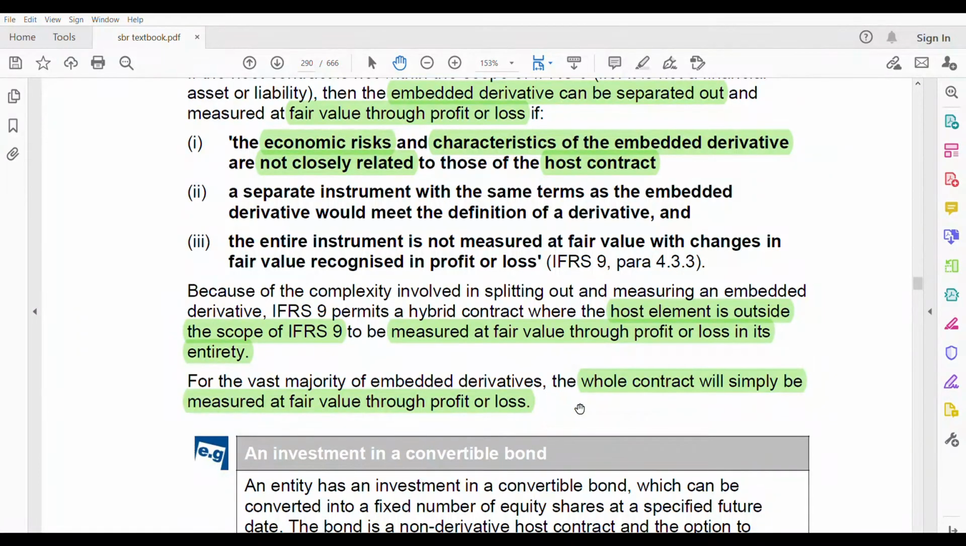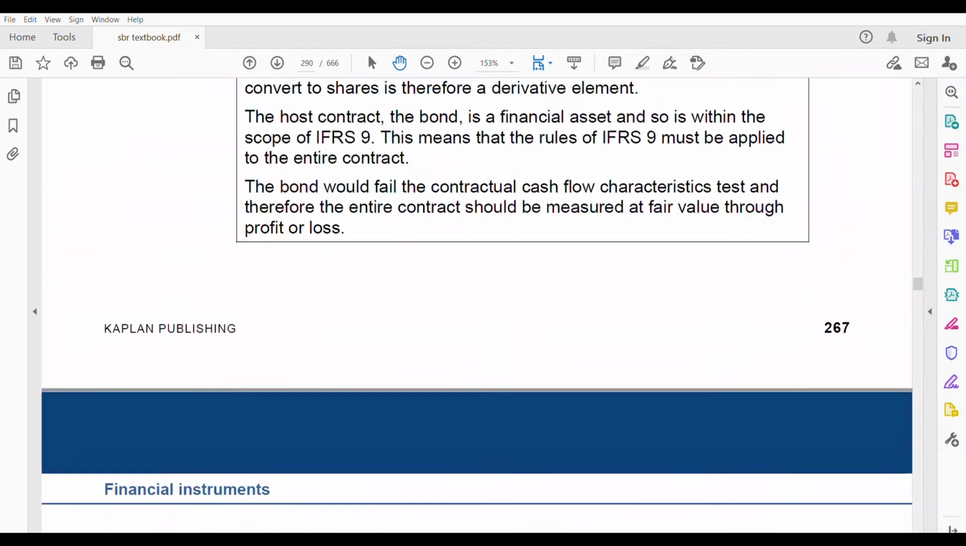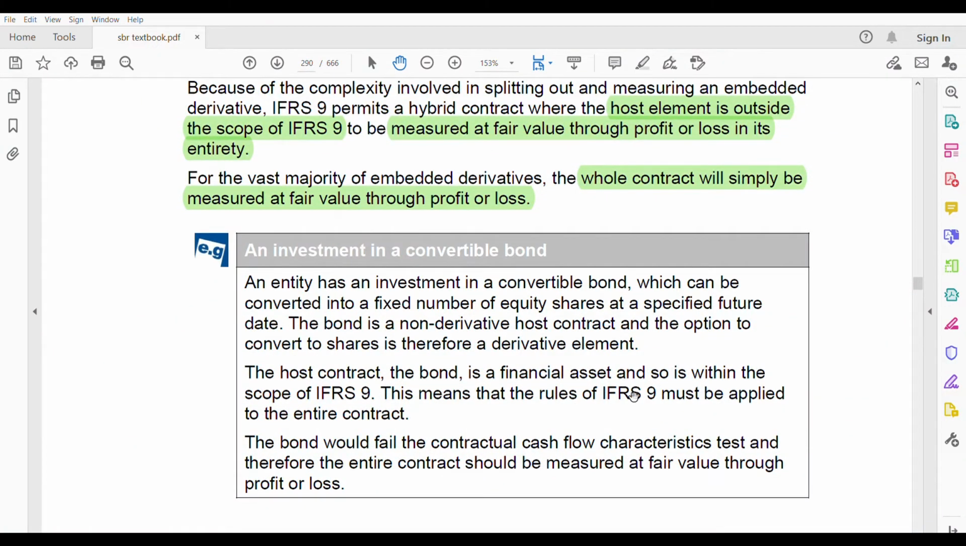So definitely you will not understand this by reading. You need to do questions on this area to understand this better. There is one example, right? And that's it. So with this, we'll be finishing our derivatives and embedded derivatives before we move on to the last section of IFRS 9, which is hedge accounting. Hedge accounting in itself is a big topic.